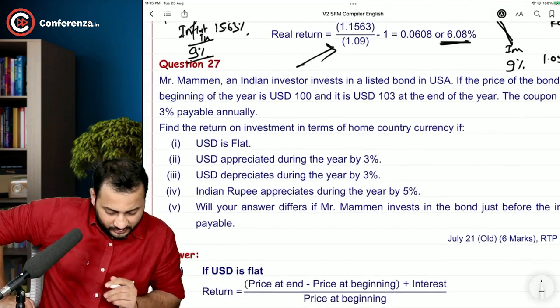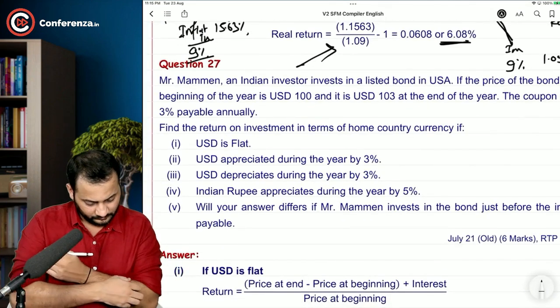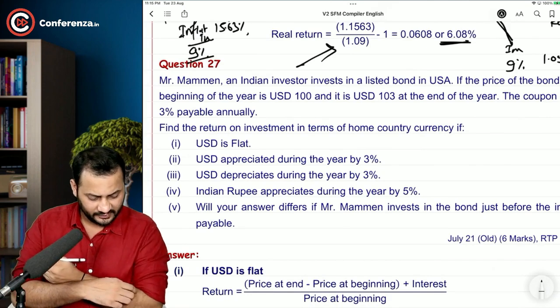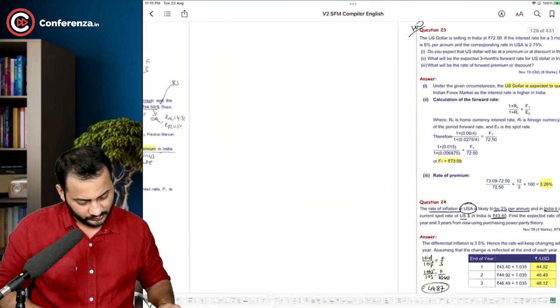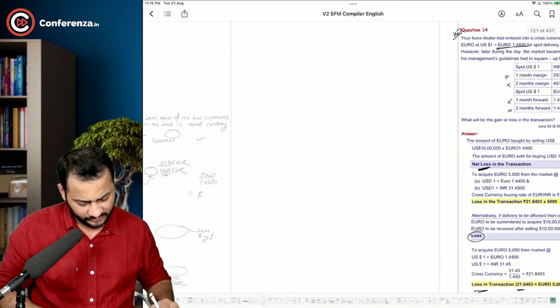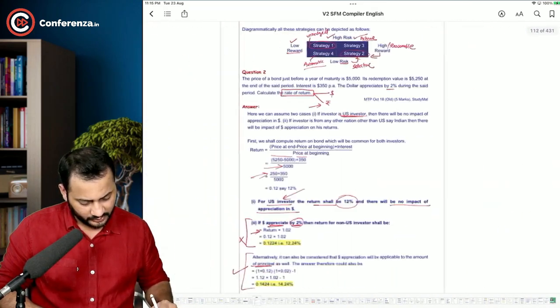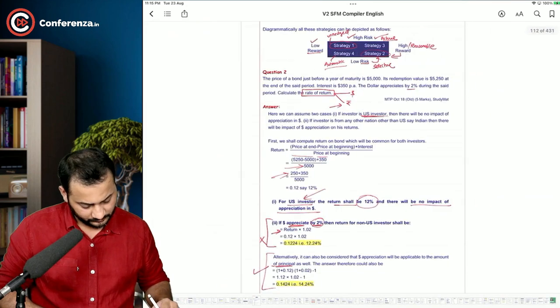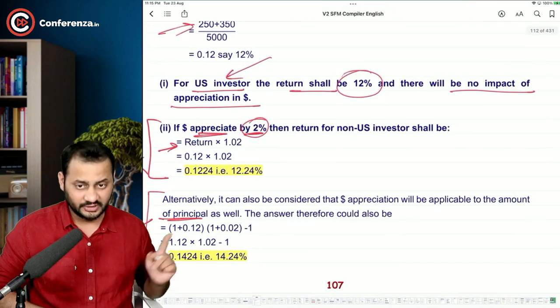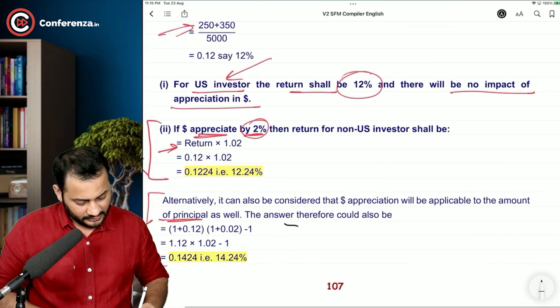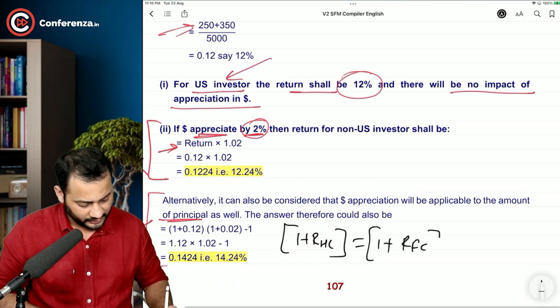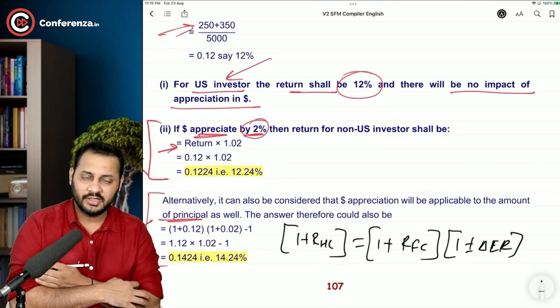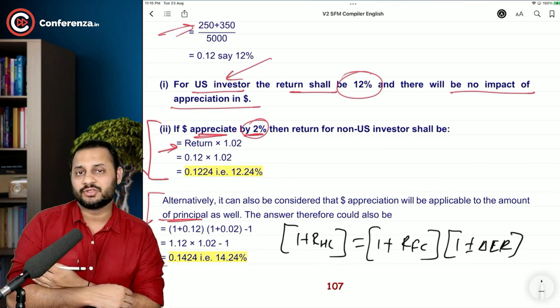Okay, consider this question number 27. Yeah, this is very easy. You remember that question? I think that was the first or second question where I taught you the formula. Yeah, this formula. What was this formula? Sir, 1 plus return in home country is equal to 1 plus return in foreign country in bracket 1 plus minus change in exchange rate. Did we learn that? Exactly the same you are going to use now.